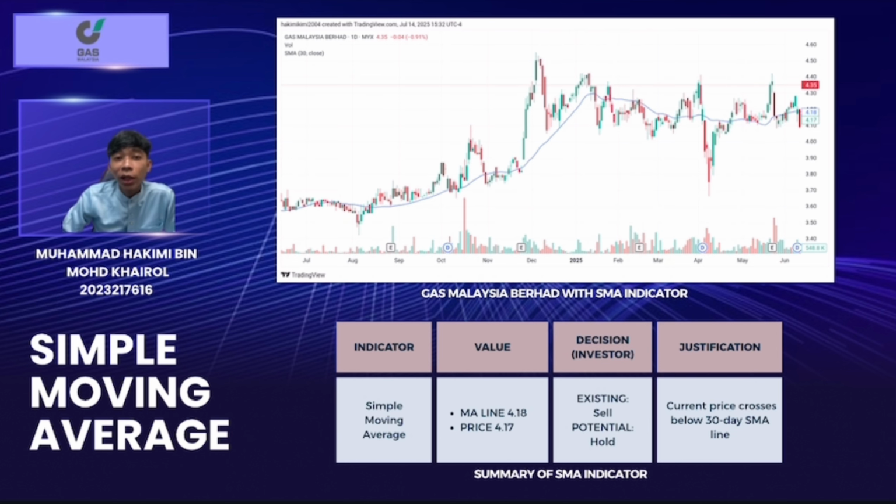However, a move back above RM 4.80 could signal renewed buying strength. For existing investors, it may be wise to consider selling to protect gains. For potential investors, it's better to wait until a clearer upward signal appears.